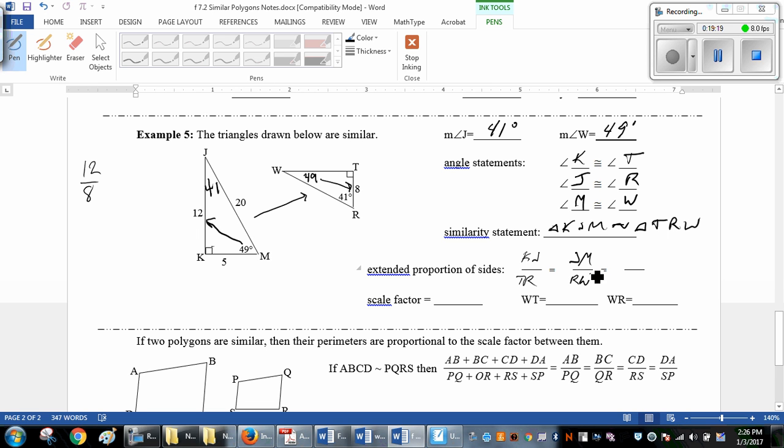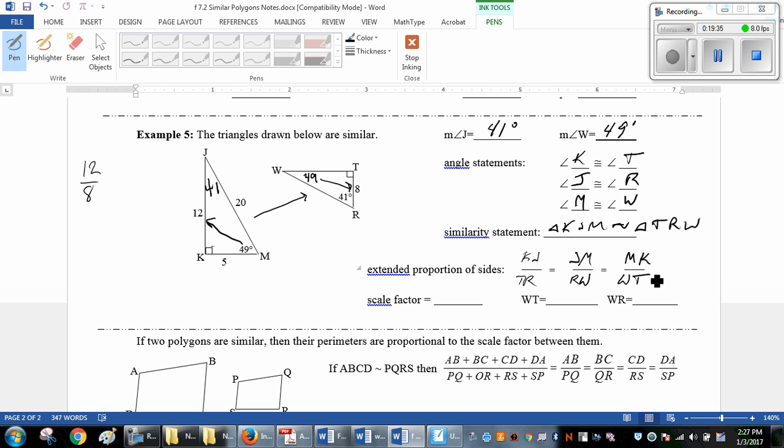RW. Notice the order that I'm going in. Then I did JM, so now I'm going MK, and then WT. There you go. Scale factor. Okay, now we want to find our scale factor, so we can use any sides that we know.